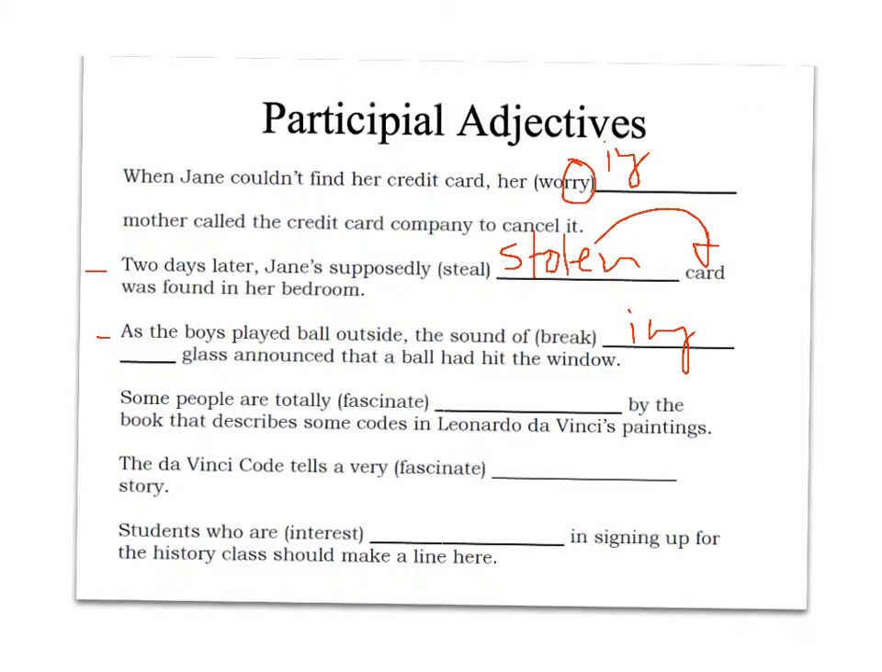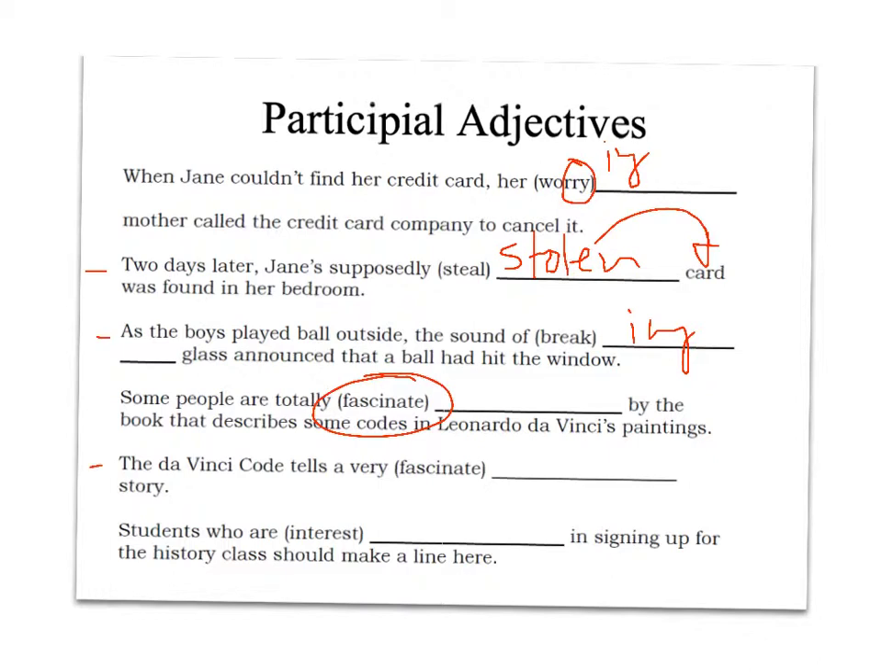This is often confusing for people. You say that I am fascinating or I am fascinated. If you are the one who is interested in something, you say, I am fascinated. But if the thing that you're looking at is what is interesting, you say, it is fascinating, or it is fascinating to me. I am fascinated by the book.